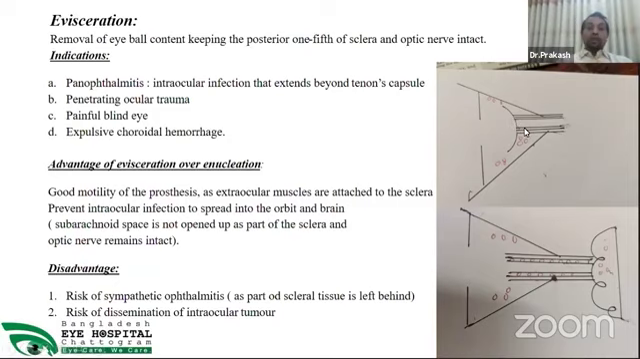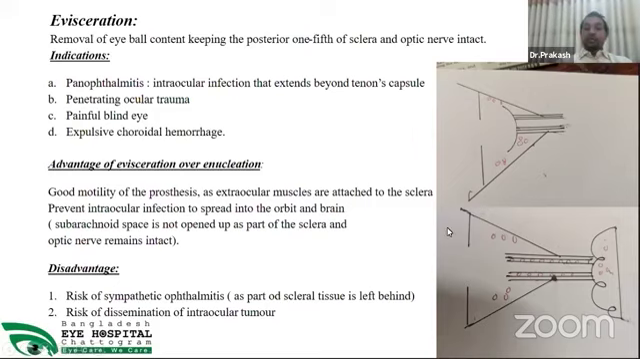So, it is the indication of panophthalmitis. What is panophthalmitis? If the intraocular infection extends beyond the capsule, when the infective focus is confined within the eyeball, that is called endophthalmitis. If the infective focus extends beyond the sclera and comes within the orbit, that is called panophthalmitis. So in panophthalmitis, the evisceration is contraindicated.